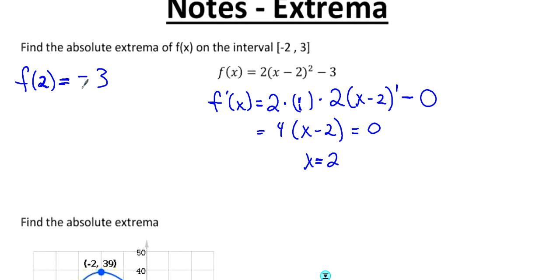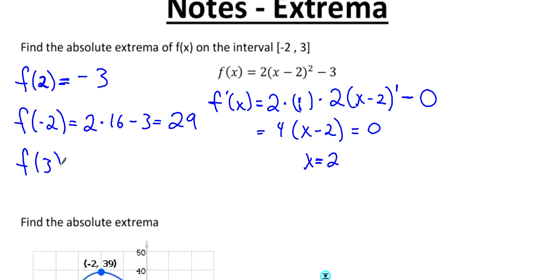Now, because we're on a closed interval, we also have to check our endpoints. So we plug in our endpoints. At -2, you get -2 minus 2, so it's 2 times -4 squared, which is 16, minus 3, which is 29. And then the other endpoint at 3, you get 3 minus 2, which is 1, times 2, so 2 minus 3 is -1.